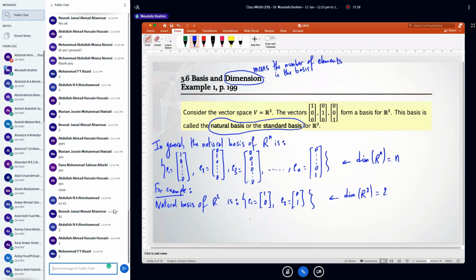Natural basis for R3, look, 1, 0, 0, 0, 1, 0, 0, 0, 1, we see it, we have it. Let's see the last one, the natural basis for R4.